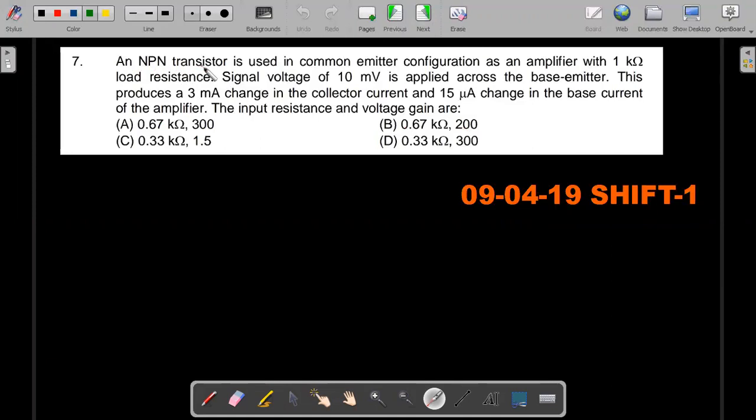An NPN transistor is used in common emitter configuration as an amplifier with 1 kilo ohm load resistance. Signal voltage, that is input, of 10 millivolt is applied to the base emitter junction. This produces a 3 milliampere change in the IC value, the collector current, and a 15 microampere change in the base current of the amplifier. The input resistance and voltage gain are. Okay, so pause, do it, and then move ahead.